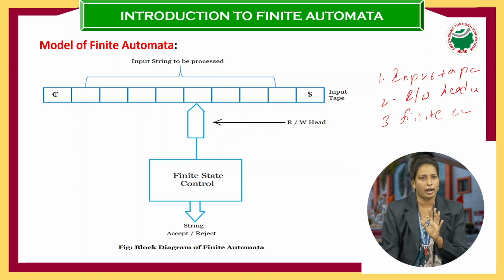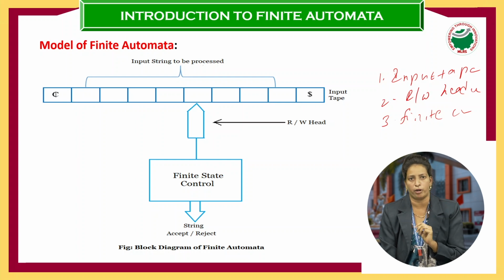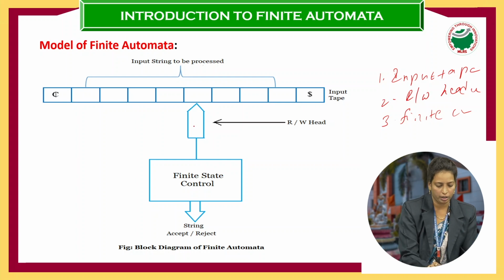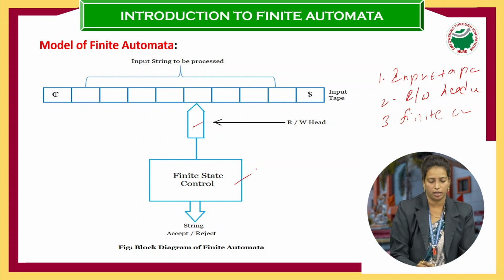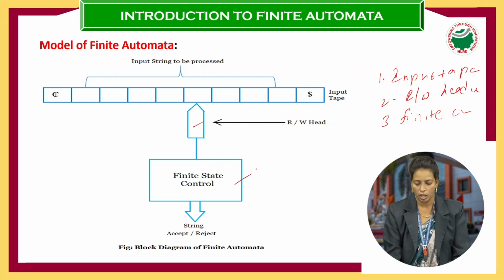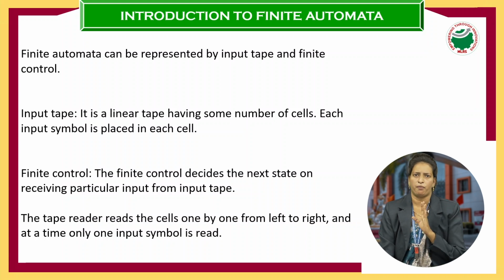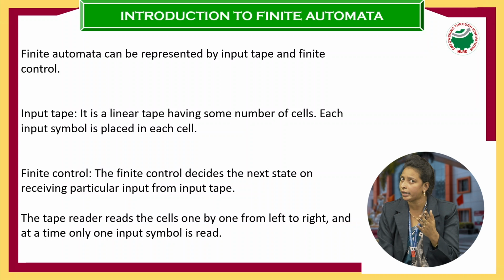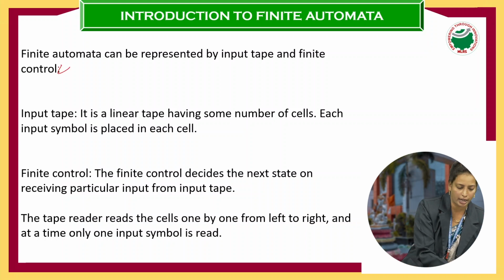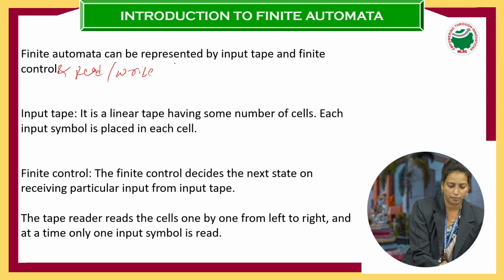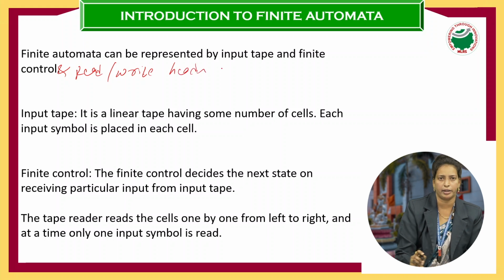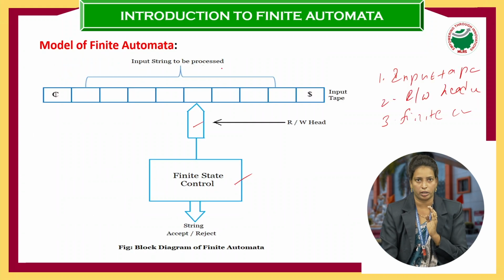So, how many components does it mainly contain? 3 components. First one is the input tape. Second one is the read-write header. Third one is the finite control. So, a finite automata can be represented by the input tape, the finite control and also the read-write header.